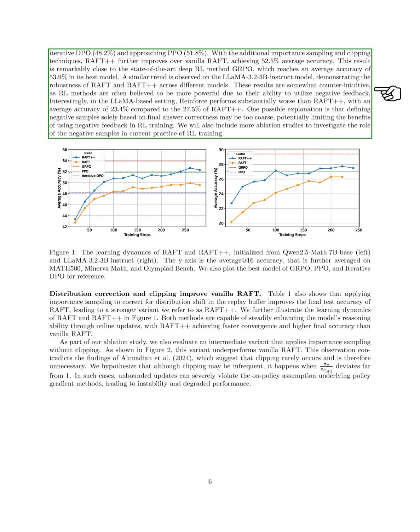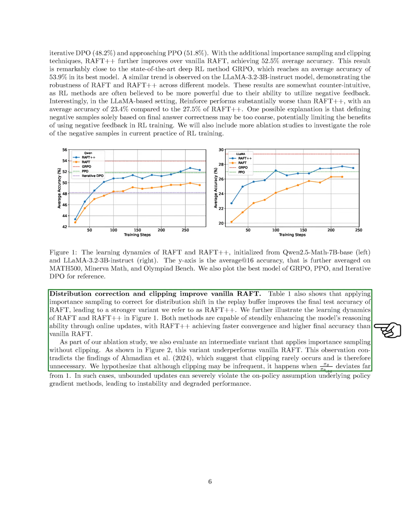We also note that applying distribution correction and clipping enhances the performance of vanilla RAFT, leading to the stronger variant, RAFT++. Our analysis of the learning dynamics shows that both RAFT and RAFT++ improve the model's reasoning ability through online updates, with RAFT++ converging faster and achieving higher final accuracy.